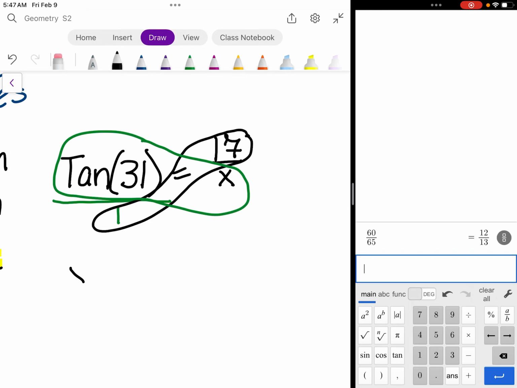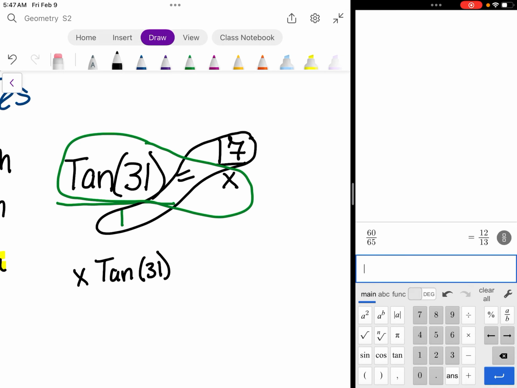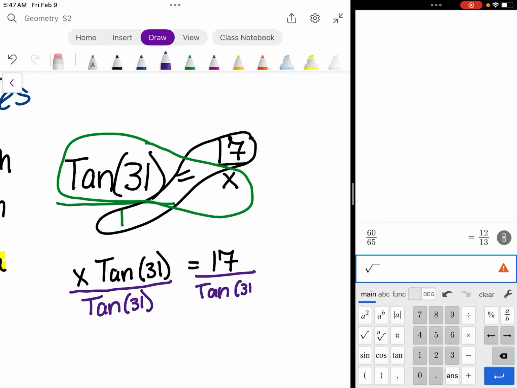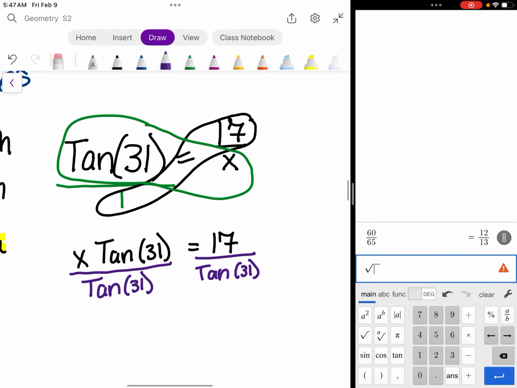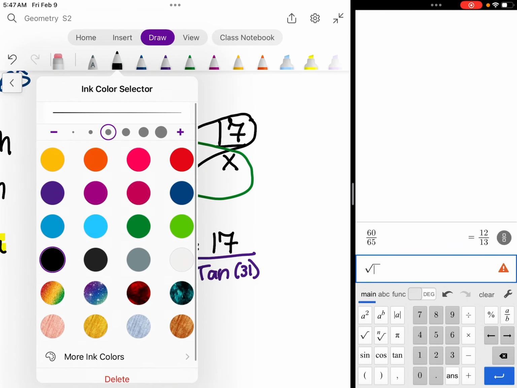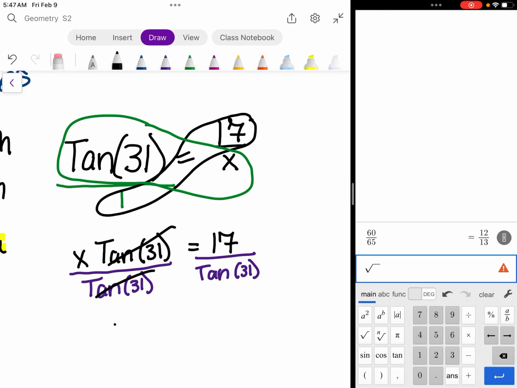That is going to end up giving us x times the tangent of 31 equals 17. And our goal is to get x by itself. So we're going to divide both sides by the tangent of 31. That means that x would be by itself, and it would be equal to 17 over the tangent of 31.